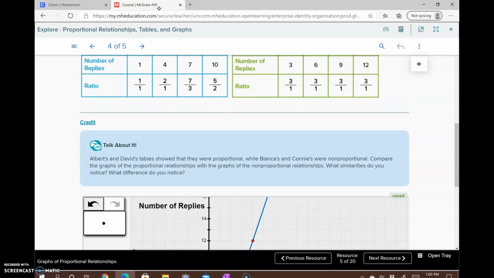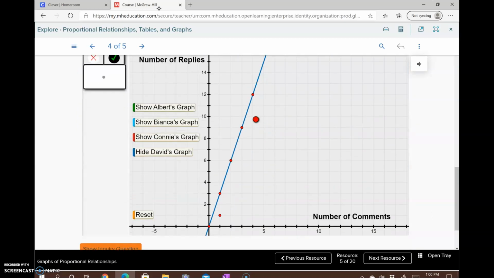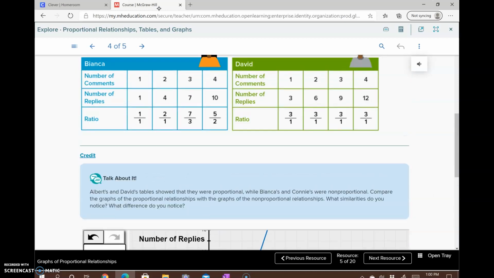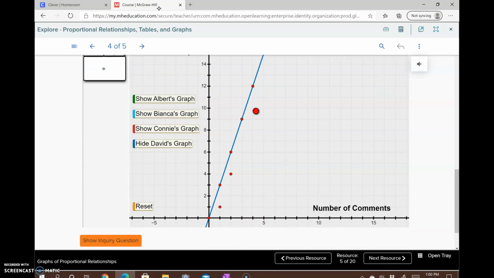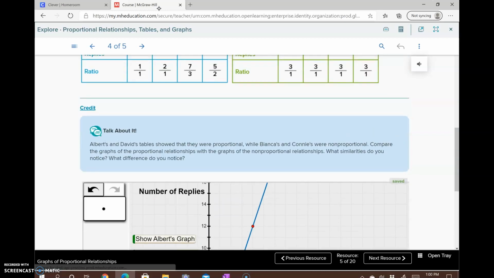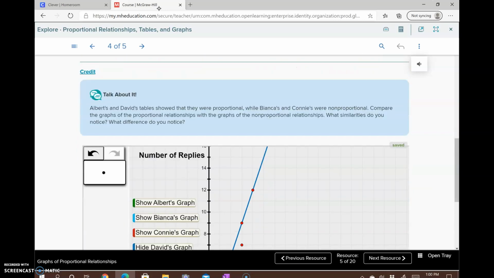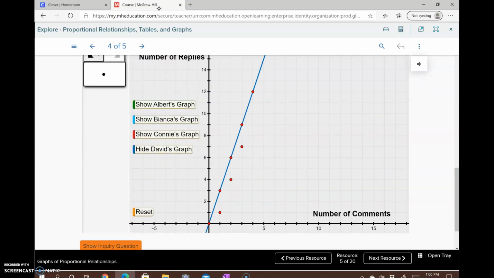She had 2 comments and 4 replies, so 1, 2, and 1, 2, 3, 4. She had 3 comments and 7 replies, so 1, 2, 3, and 1, 2, 3, 4, 5, 6, 7. And she had 4 comments and 10 replies. So 1, 2, 3, 4, and 1, 2, 3, 4, 5, 6, 7, 8, 9, 10.